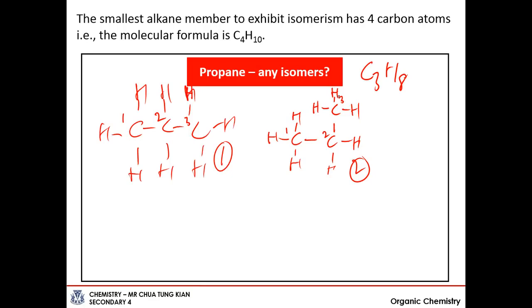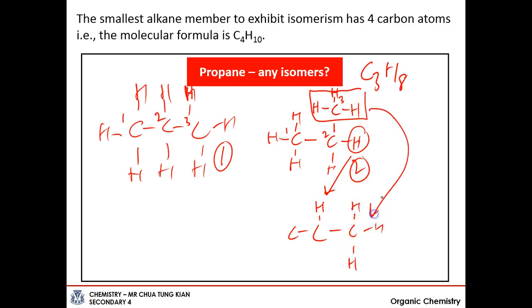So if I were to just replace it, let's say I remove this part here, I remove this one and remove this one, and I swap it around. So I swap my H over here now and I swap my CH3 back over here. So if you look at it now, don't these two molecules look the same? Yes, they're actually the same molecule. So propane has no isomers. The simplest alkane molecule which can have isomers is actually butane, 4 carbon butane. Right?